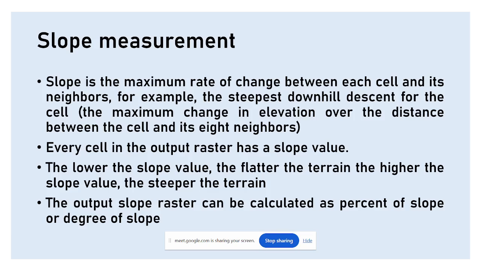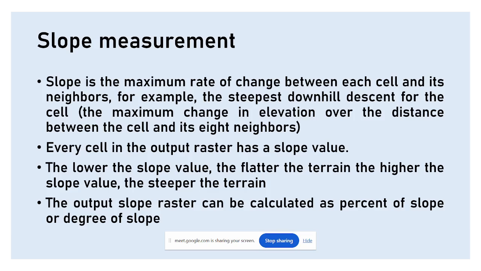Now, this slope measurement is yet another important parameter. Slope is the maximum rate of change between each cell and its neighbors. For example, the steepest downhill descent for the cell. You don't have to go into too much technical detail, because common knowledge is there about what slope is. Like in your house, or when you're driving on a road, you come to a region where there is an elevation, there is a downslope direction. That is something you have to keep in mind.